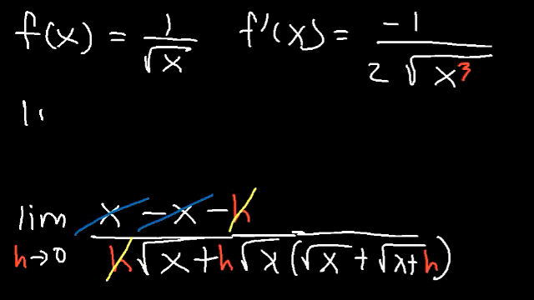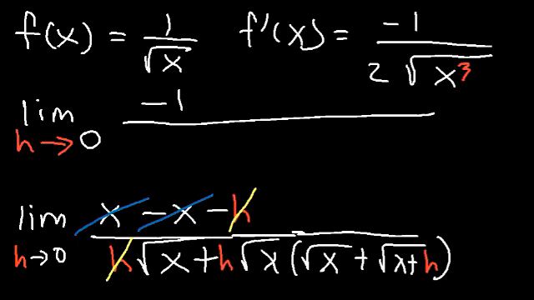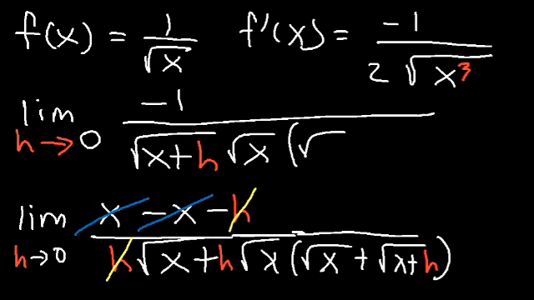is the limit as h approaches 0 of negative 1, since negative h divided by h is negative 1, divided by everything on the bottom, which is the square root of x plus h, times the square root of x, times the square root of x plus the square root of x plus h.